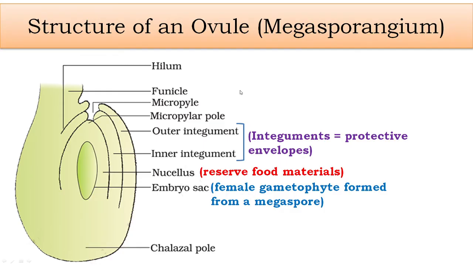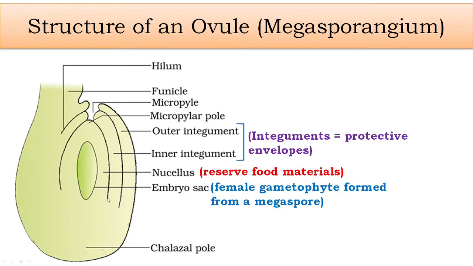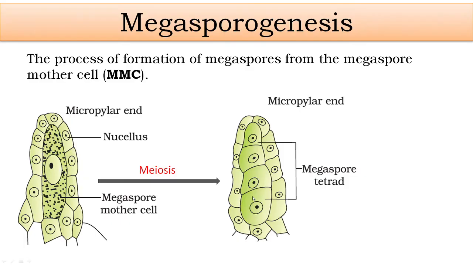Next, let us talk about megasporogenesis. What is megasporogenesis? Over here, you can clearly see that I have written embryo sac, which is the female gametophyte. It contains the female gamete. It is formed from a particular cell called a megaspore. So let us talk about that.